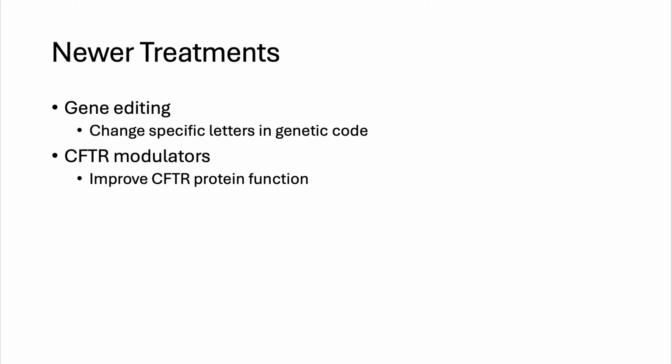A newer treatment method of cystic fibrosis has been developed recently by scientists, and it is a type of gene editing called prime editing. With this method, the scientists are able to change specific letters in the genetic code and repair specific mutations. Another example of treatment is CFTR modulators, which are medications that improve the function of a mutated CFTR protein. The only issue with these is that there are different modulators for specific cystic fibrosis gene mutations, so depending on the patient, it can take trial and error to find the correct option.